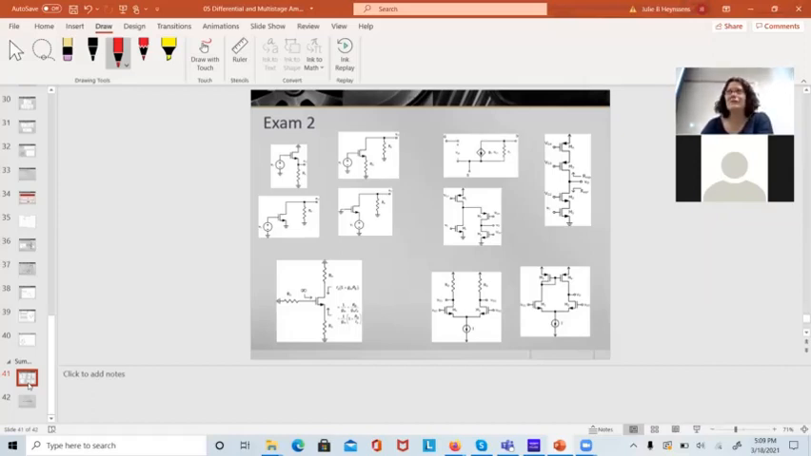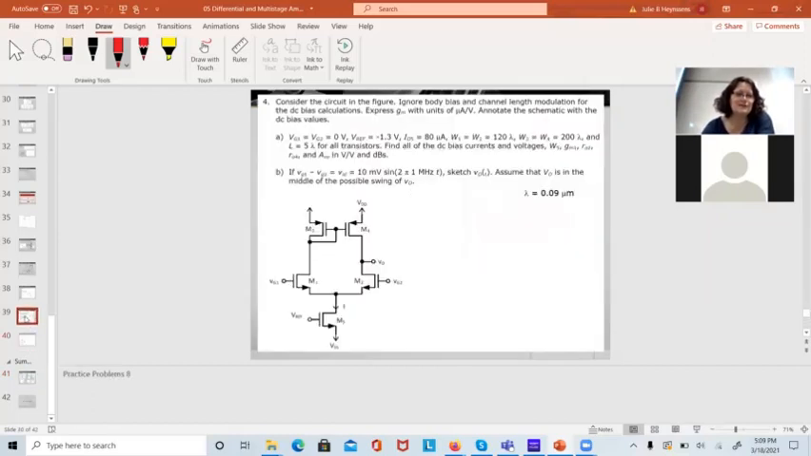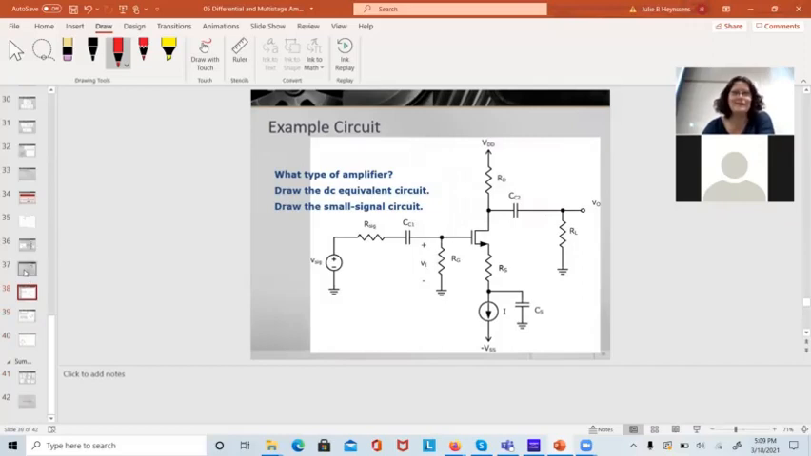It's not as terrible as it could be. It's not like you're taking the final in here. But overall, it's kind of the same. On the circuit, it's just going to be different.